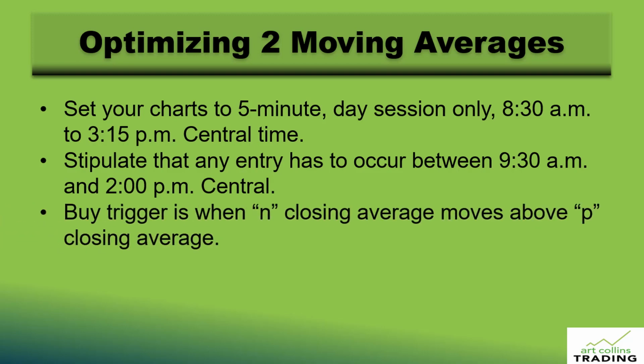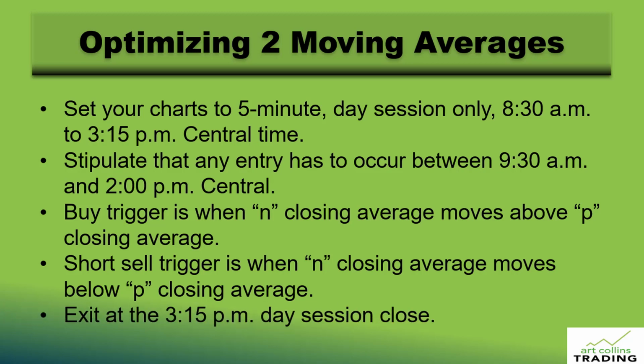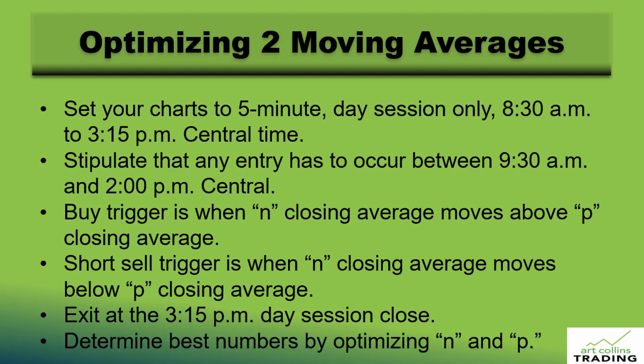Your buy trigger is when N closing average moves above P closing average. Your sell is when N goes below P closing average. You exit at 3:15 p.m., day session close. Just a very simple idea for the demonstration here. And the optimization study is determining the best numbers by optimizing N and P.